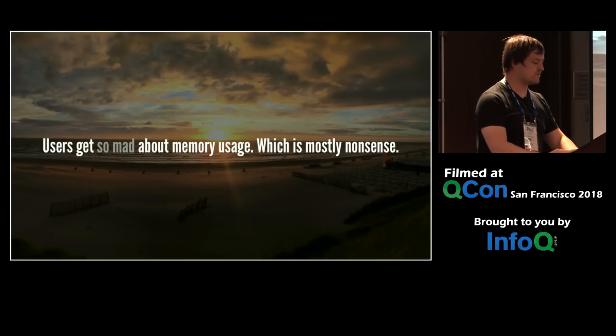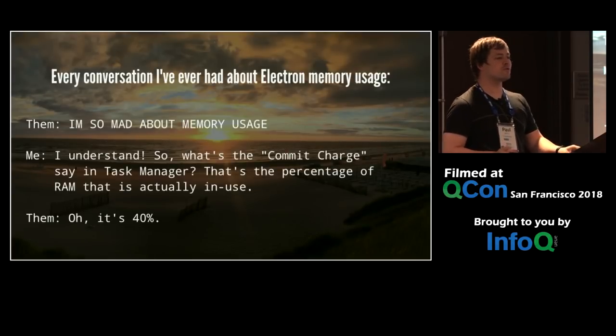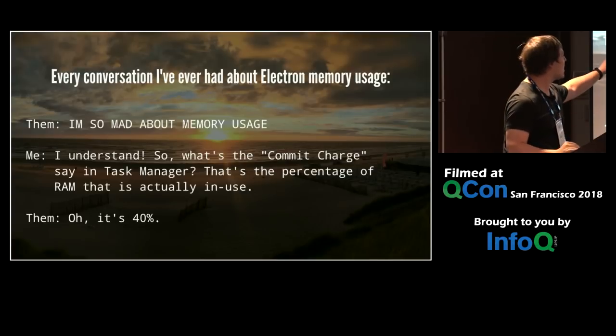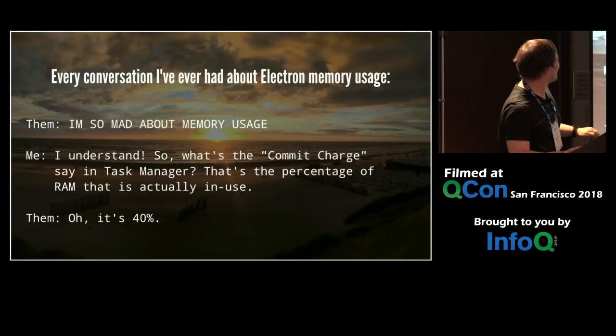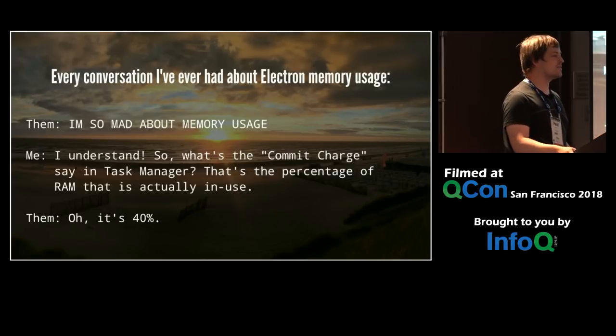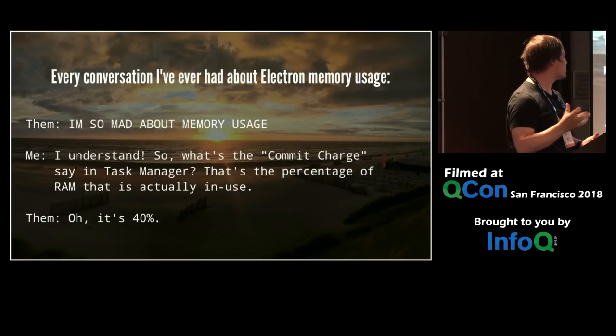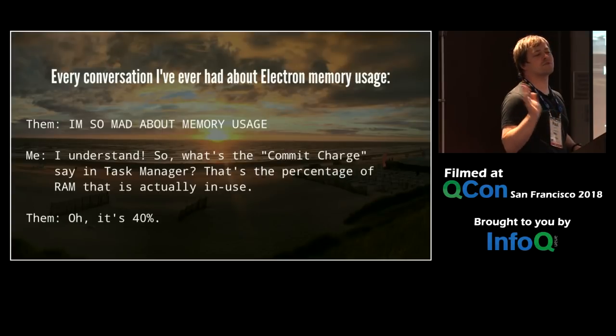But they see a number, and they get mad about it because of this. So this is every conversation I've ever had about Electron memory usage. Them: I'm so mad. I'm posting on Twitter. Mad people are on Twitter. That's where they live. So I'm like, okay, I understand that. That sounds really frustrating. So what's a commit charge? Commit charge is this unit of measure that's like the percentage of RAM that's being used by programs. That's not cache memory. It's not free. It's actually in use. I'll have them look up that number, and they'll say, oh yeah, it's 45%.